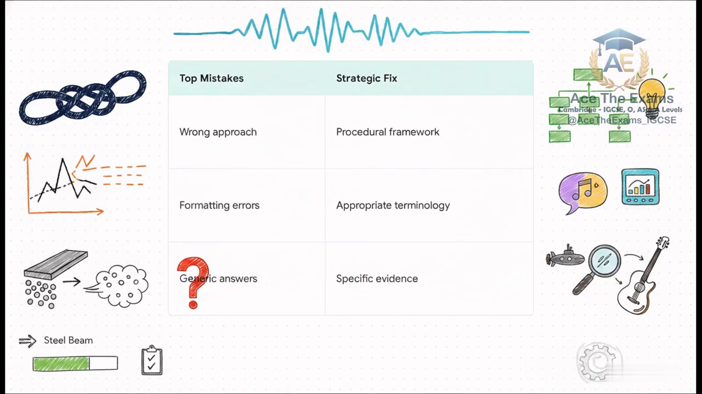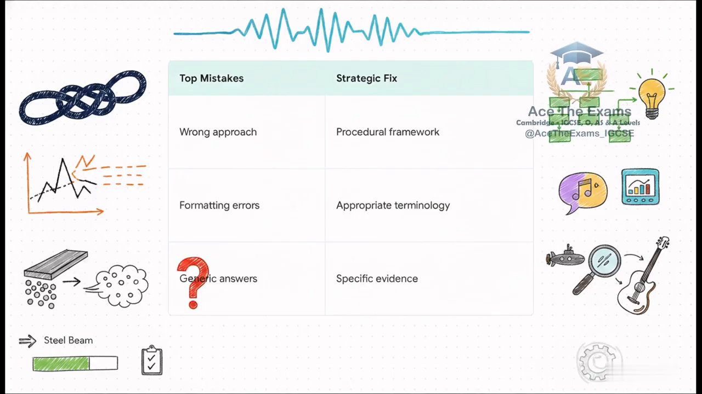Third trap, answers are not specific to the context given. This is when a student just writes down a generic, memorized definition instead of actually applying it to the specific submarine or musical instrument or whatever context is given in the prompt. The fix, justify your conclusions with specific evidence extracted directly from the text provided.